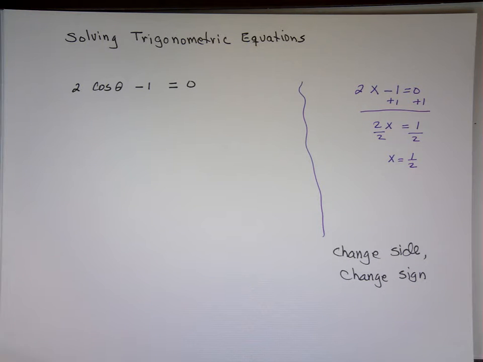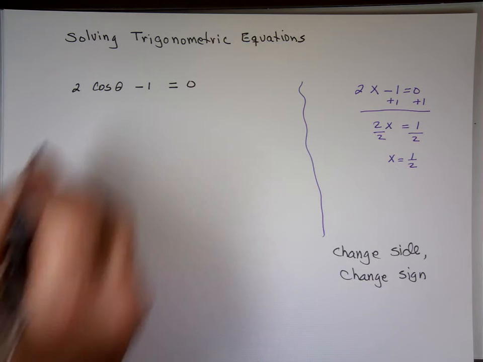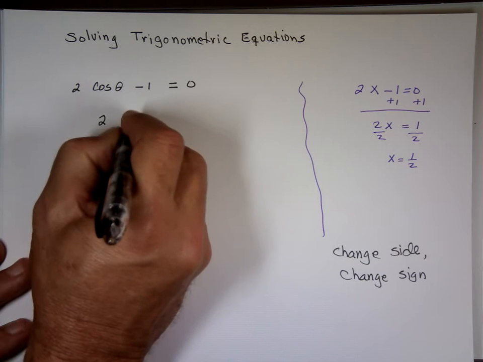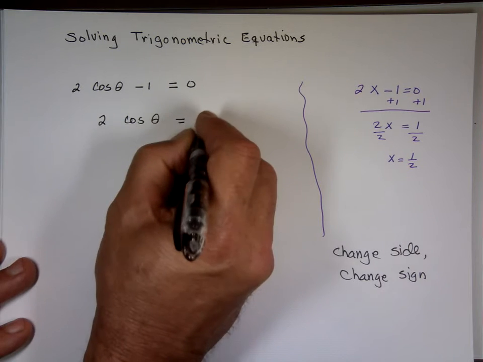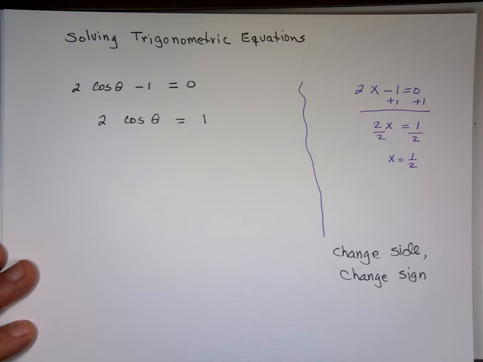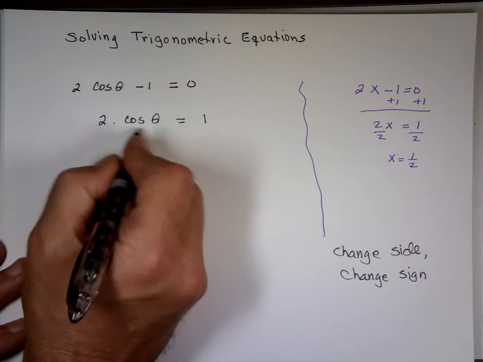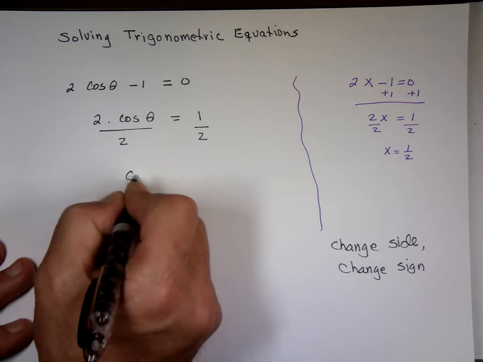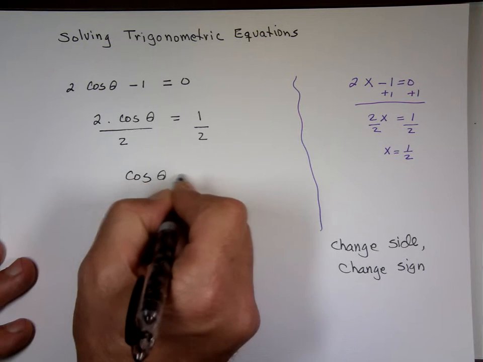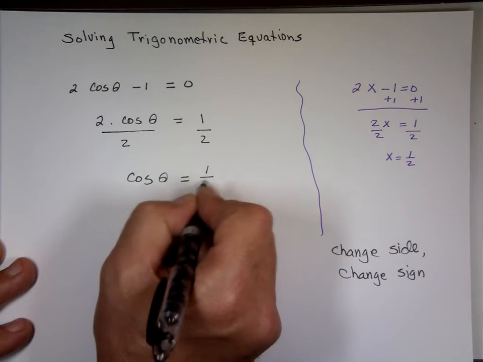That's a quick way if you're adding and subtracting. You can't do that with multiplications. So you'll have 2 cosine theta equals, we take the minus 1 there, it becomes a plus 1. Again, that's 2 times. To get rid of the 2, we're going to divide both sides by what? By 2, and you have cosine theta equals 1/2.